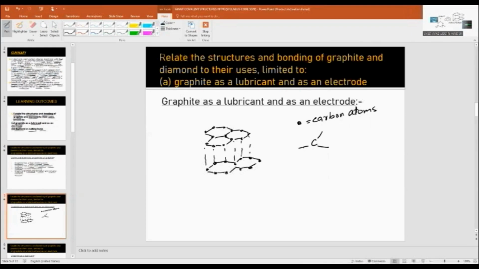Graphite has hexagonal or layered structure, and there are weak forces between each layers. These are weak forces.